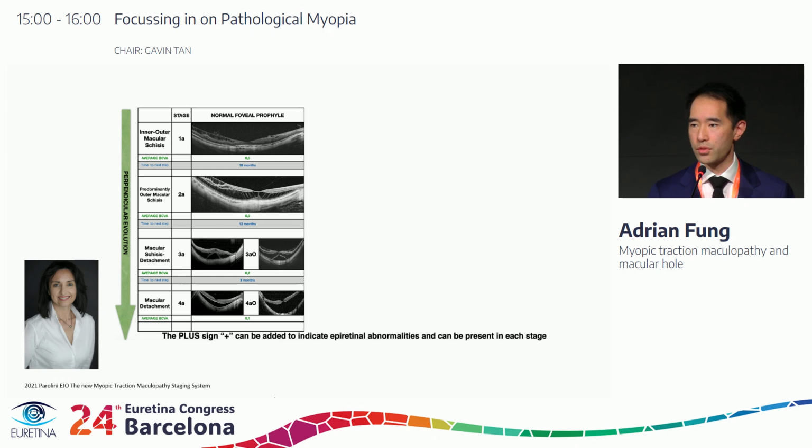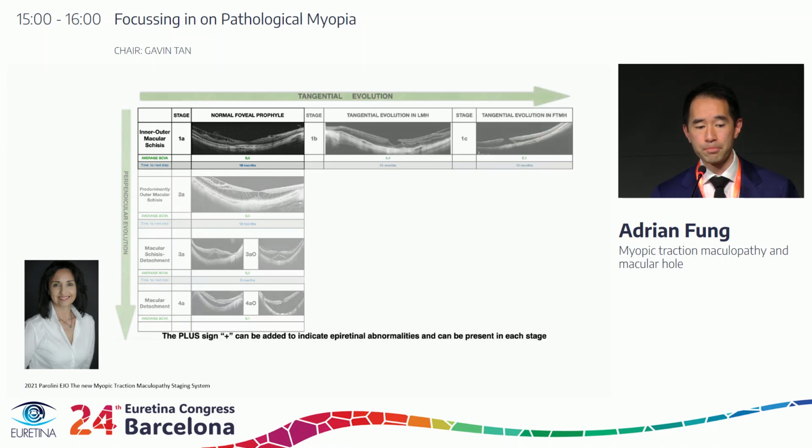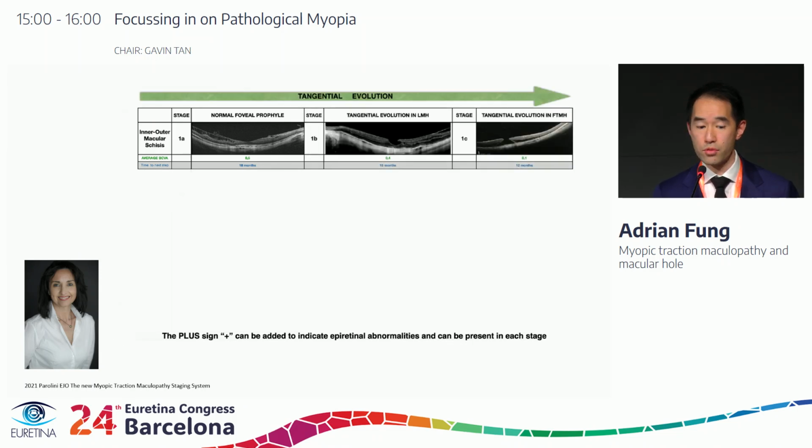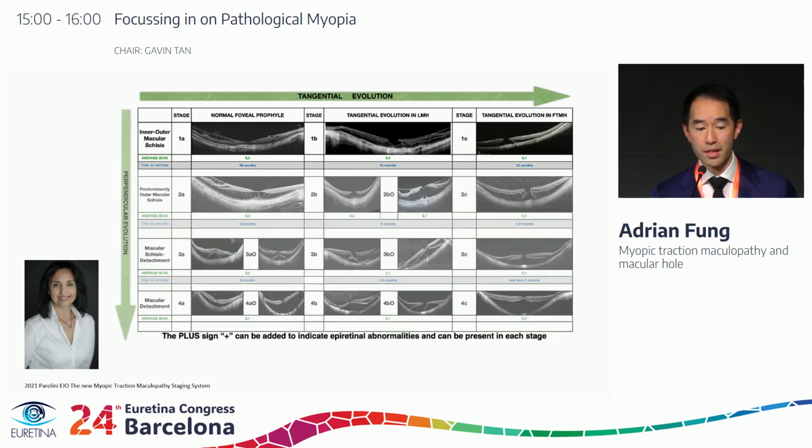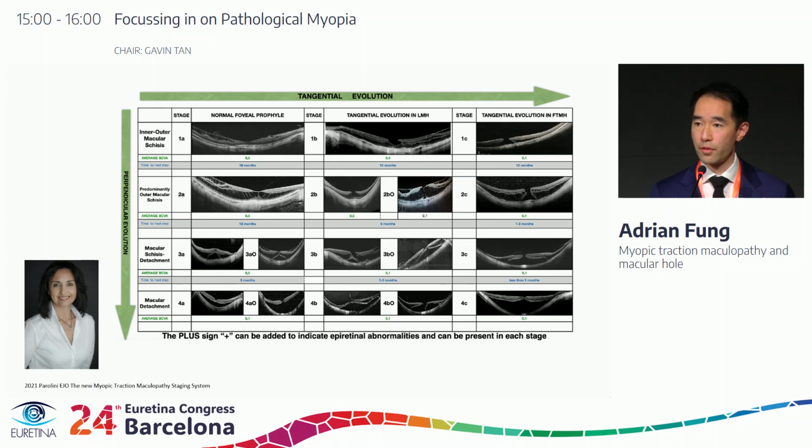And we can look at it in two different axes. Firstly, the perpendicular evolution from macular foveoschisis up onto a macular detachment, and on the tangential axis in progression towards a full thickness macular hole. And we can combine these two to give the full spectrum of the disease.